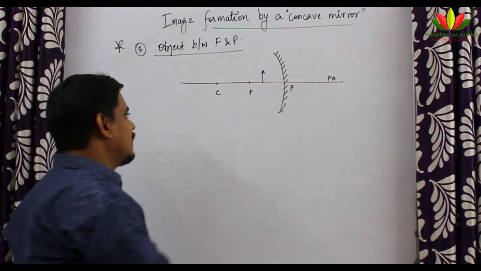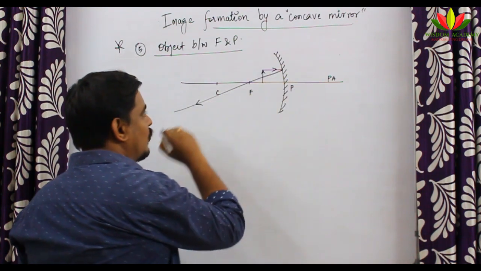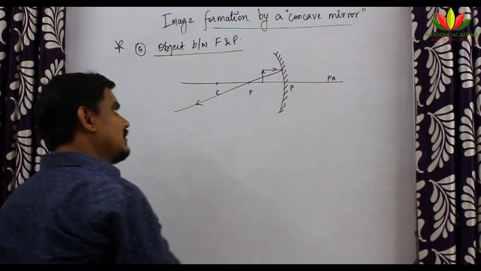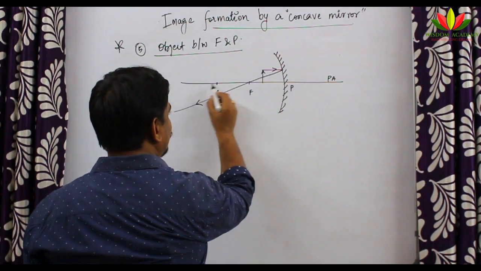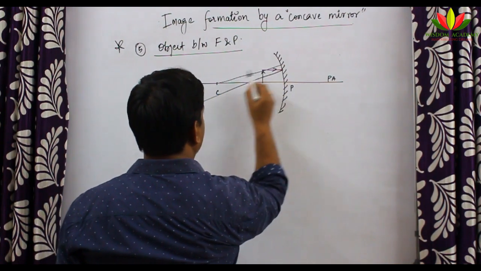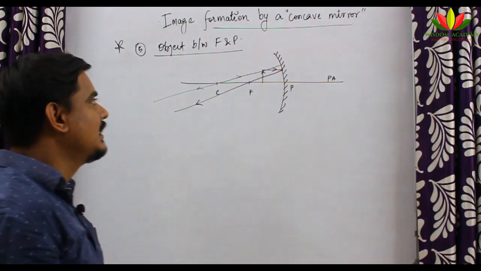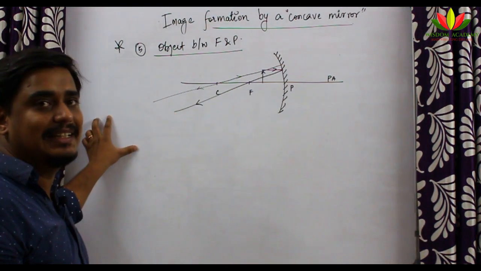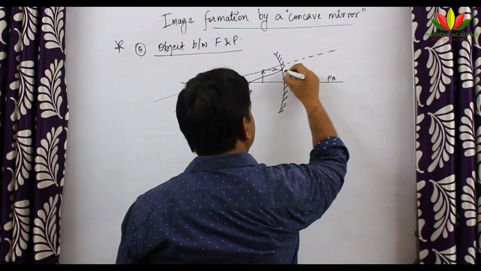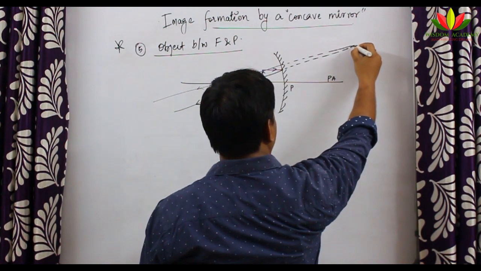First rule, yes, you can use it: parallel to the principal axis, it will pass through the focus. Second rule, can I use it? Again I cannot. Third rule I will use. The third rule is that a ray passing through the center of curvature will go in the same path like this, right? Now it will not meet on this side, but definitely if I extend these rays, then they will meet somewhere on the virtual side.